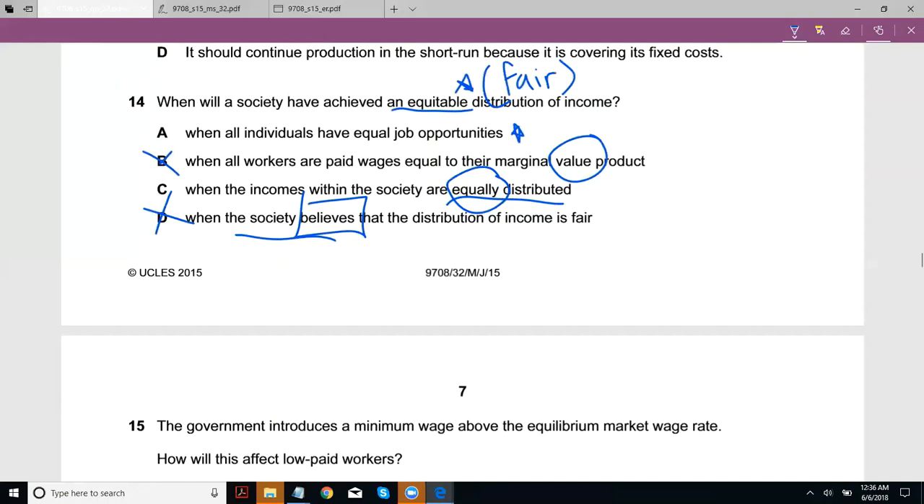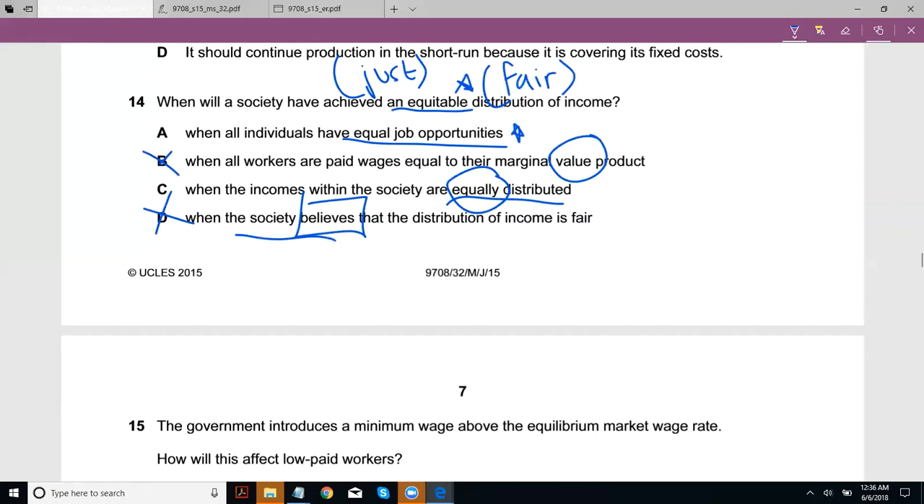when all individuals have equal job opportunities, well, this could be wrong, because if a person is a sweeper and another person is doing a really amazing job, but that's the thing. The idea behind equity is fairness. So if incomes are equally distributed, if you go full communistic, is that necessarily fair? Or if you have equal job opportunities and then whoever makes the most out of those opportunities gets the income, is that more fair? Equitable is like fair or just in a way. I don't get why you crossed out B.